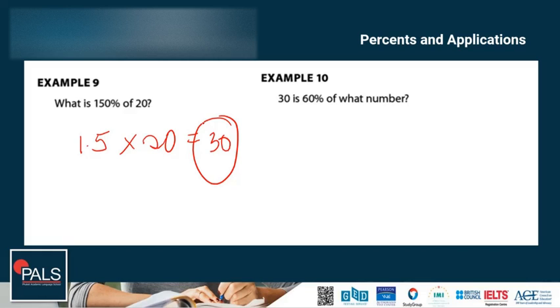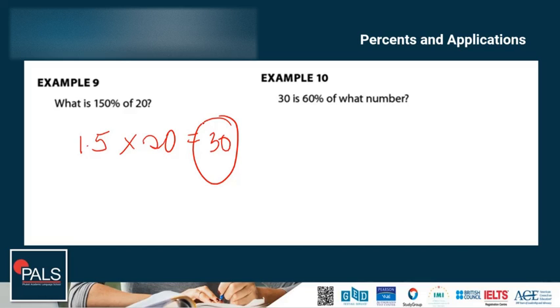Now example 8 and example 9 illustrate two important rules you should know. First, less than 100% of a number will always be a smaller number. More than 100% of a number will always be a larger number.